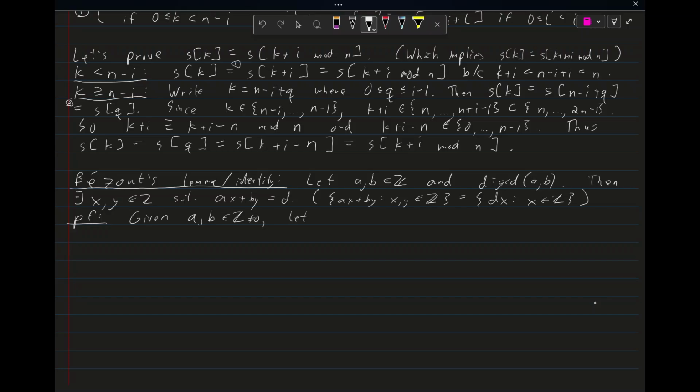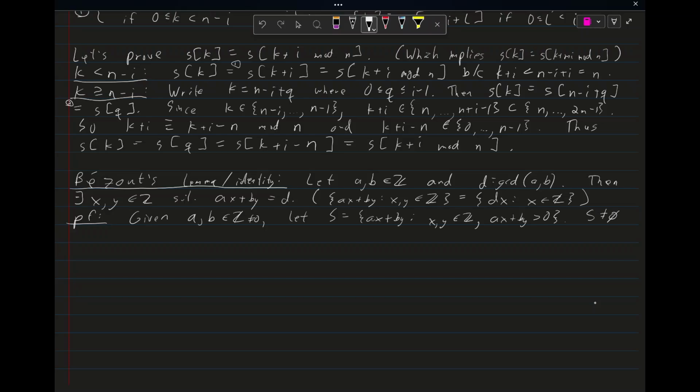Let S be precisely the set ax plus by, where x and y, again, are in Z. So integer combinations of a and b, but also such that ax plus by is strictly greater than 0. Okay, so all strictly positive integer combinations of a and b.